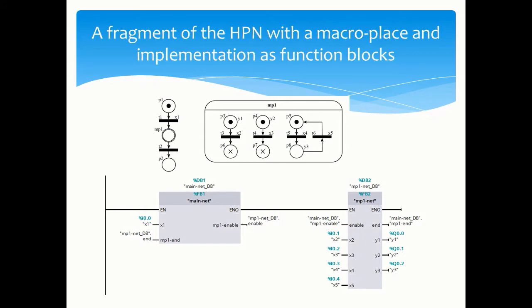Let's consider a situation where the place P1 is active and the input signal X1 has a logical value, true. In such a case the P1 place will be deactivated and the MP1 macro place will be activated. At the same time, the subnetwork associated with the MP1 macro place is activated. So the starting places of this subnetwork, the P3, P4 and P5 places receive activity.